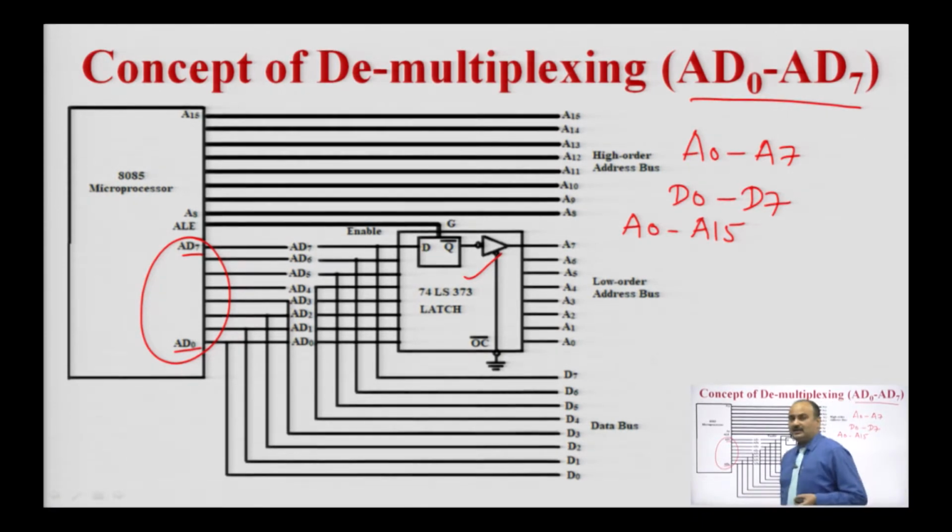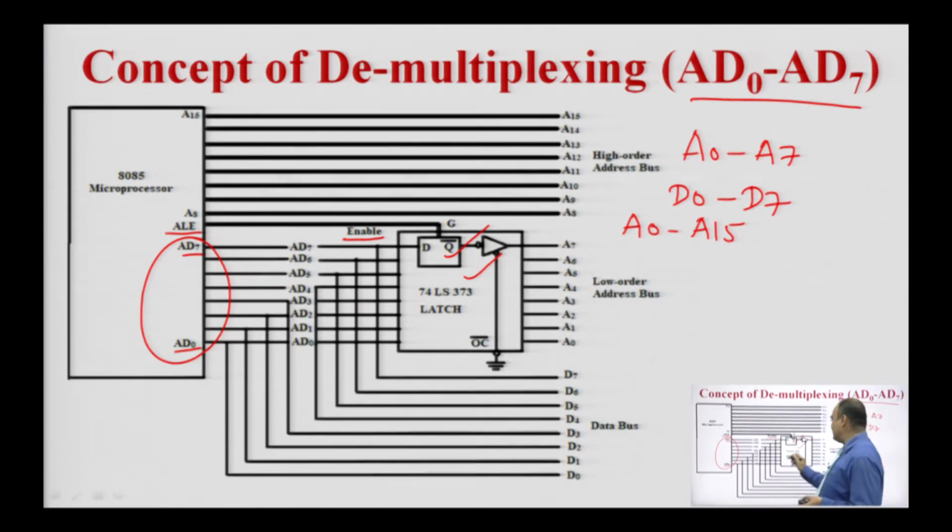In the T1 T state of each machine cycle, the microprocessor will generate the address latch enable signal, that is the ALE signal, and with the help of this ALE signal, the microprocessor will enable this latch, that is 74LS373. Each latch IC consists of D type flip flops as internal circuitry. So, during the T1 T state, the microprocessor will generate the ALE signal, and with its help the microprocessor will enable the latch.